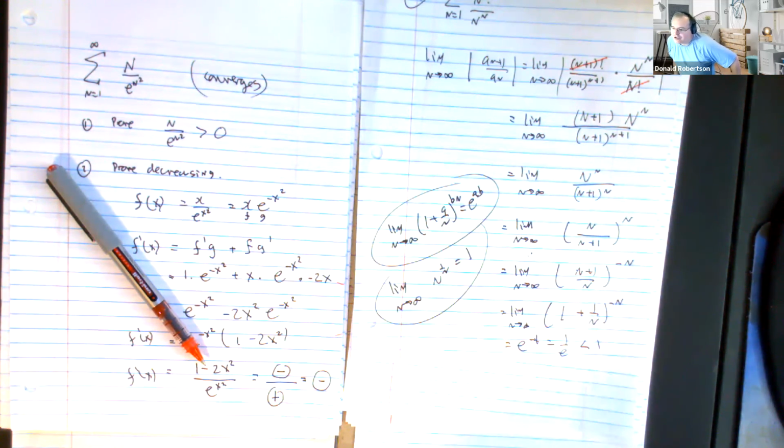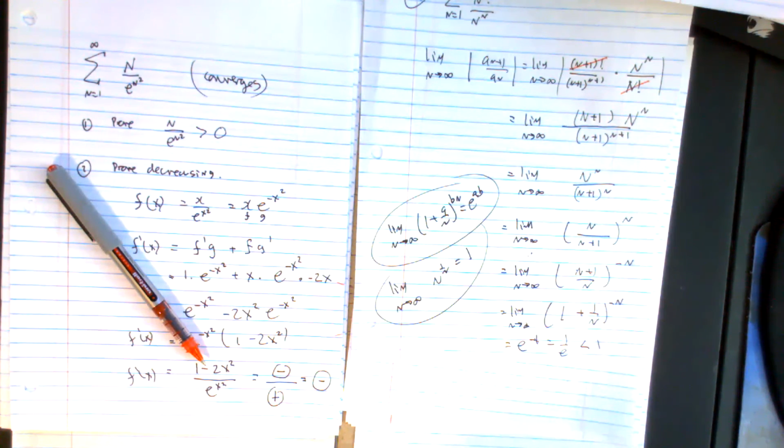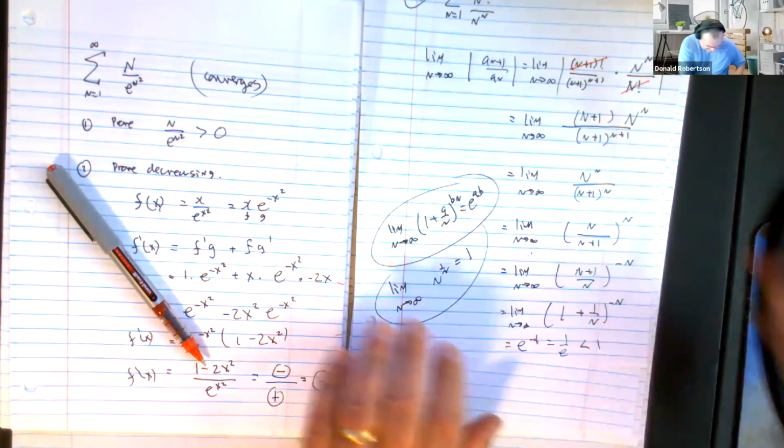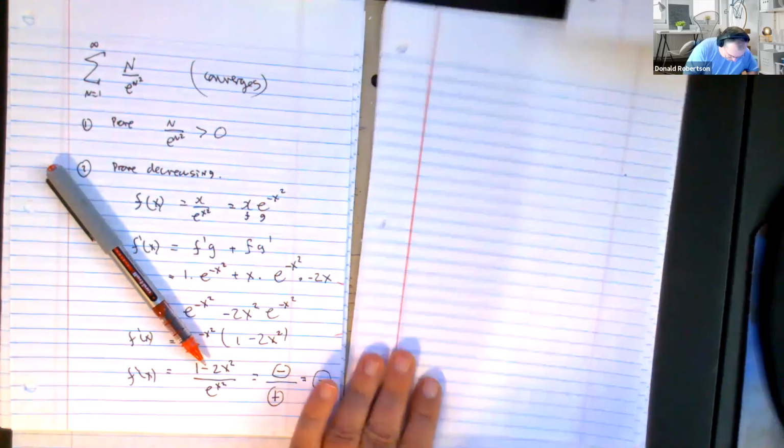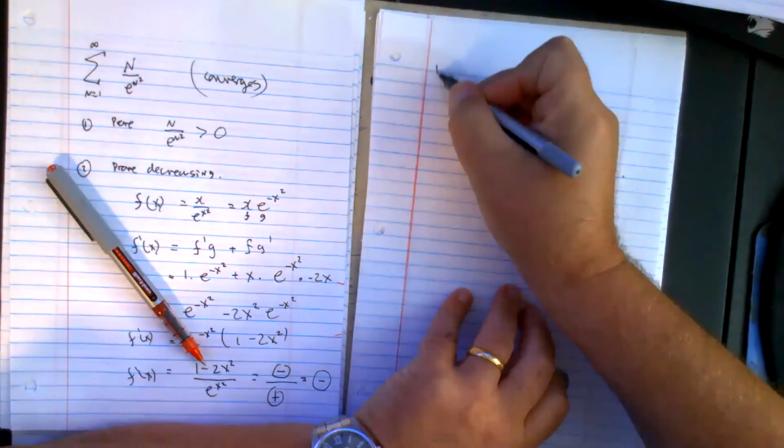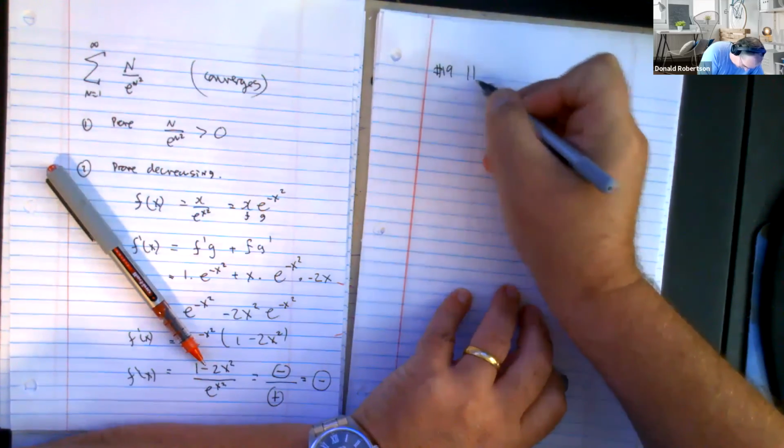Any other questions? Oh, I have one, thank you. Rosie? I forgot, I have a third one. You got a third one. Number 19 from 11.5. Okay, what does that look like?